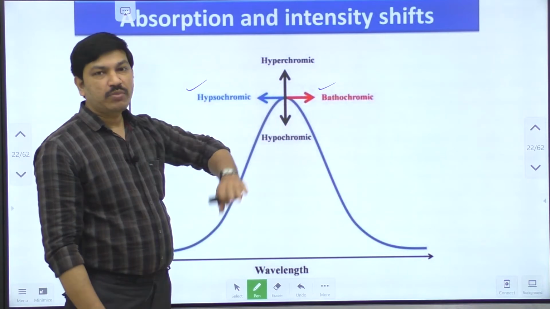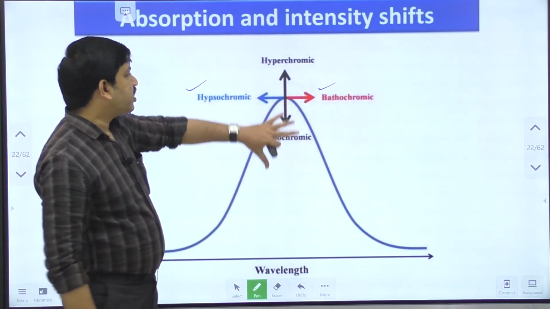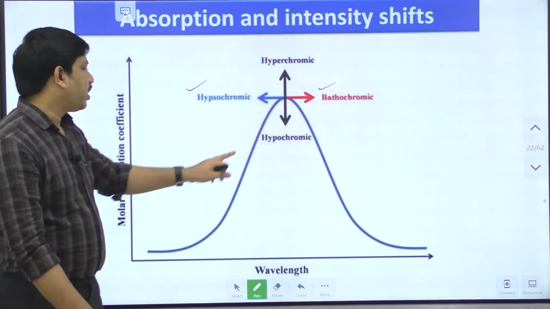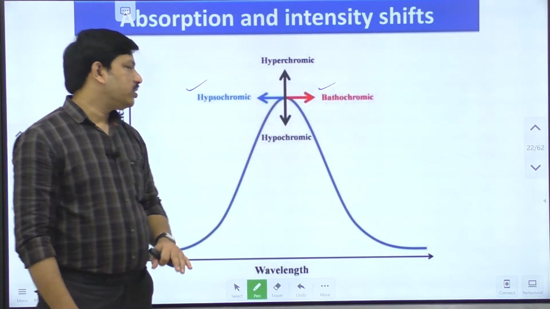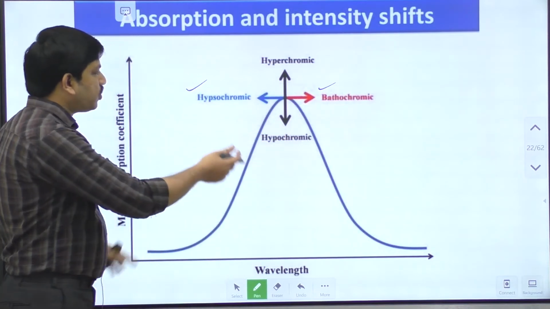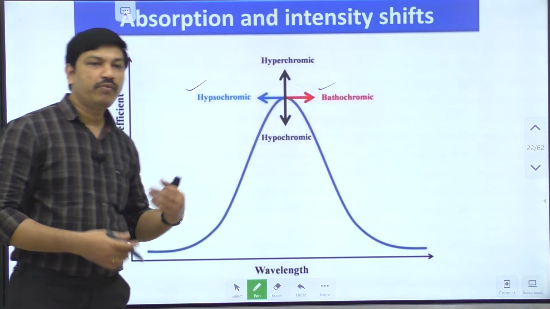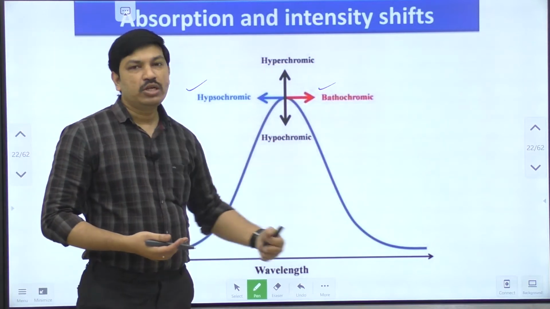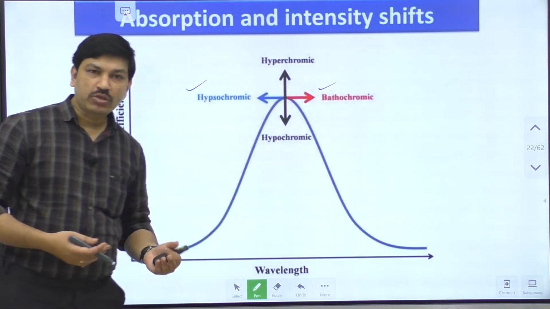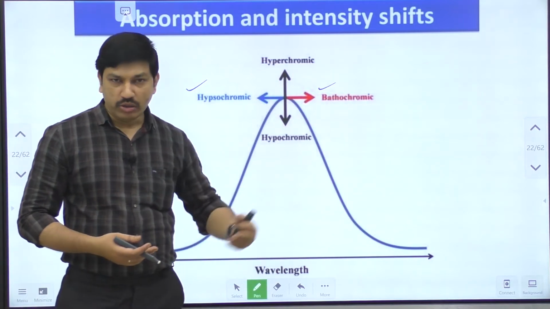So due to the presence of some additional groups, if the intensity of the peak increases, we define that as a hyperchromic shift, and if the intensity of the peak decreases, we define that as a hypochromic shift. So in the case of UV-visible absorption spectra, we always see such shifts in the peaks because of the presence of chromophores, auxochromes, or extension of conjugation and all those things.